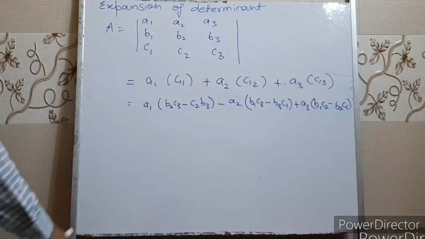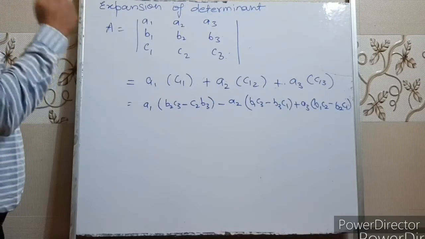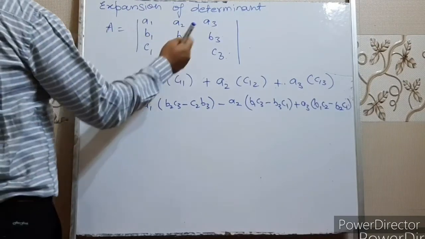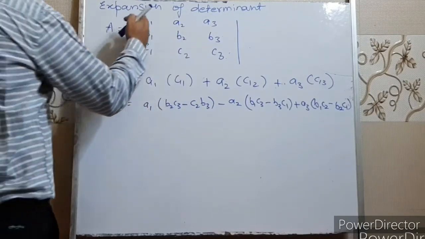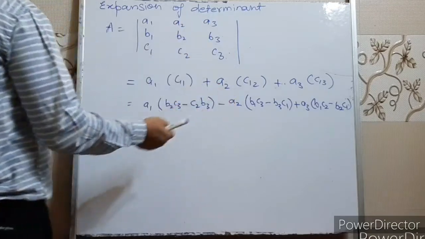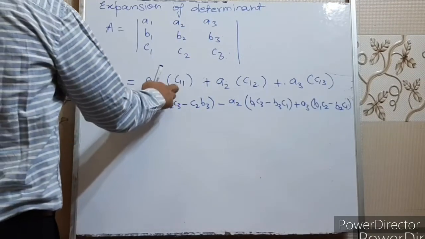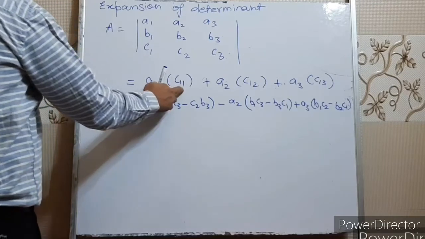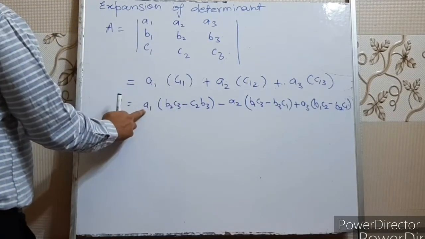Children, you can expand this determinant about any row or any column. It will not affect the result of the determinant. You can expand about first column, second column, third column. Okay. So if you put the values of these cofactors here, it will be A1.